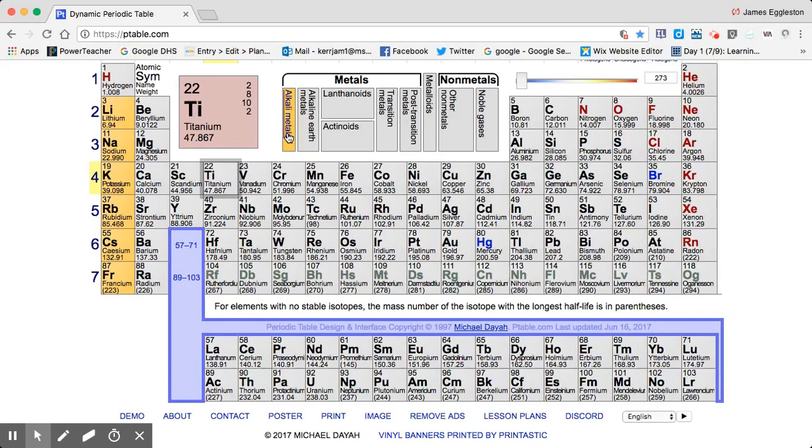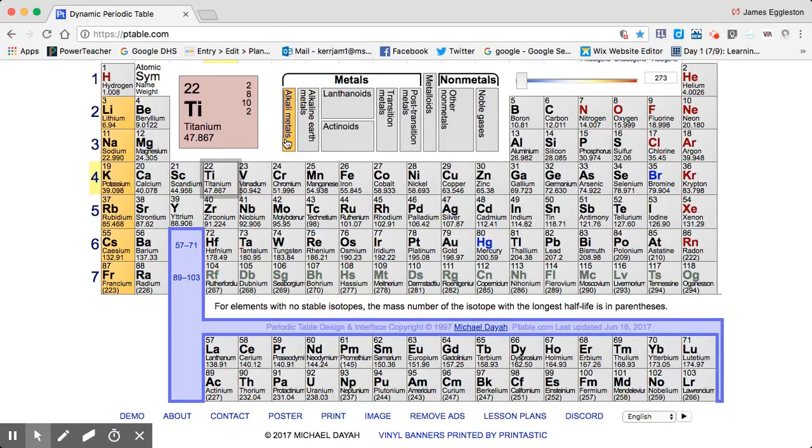That's spelled A-L-K-A-L-I metals. Perhaps you have heard this word alkali. Sounds like a battery maybe? Alkaline batteries. Well, alkaline batteries contain these metals.